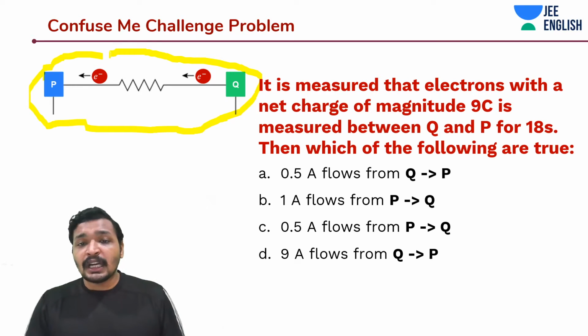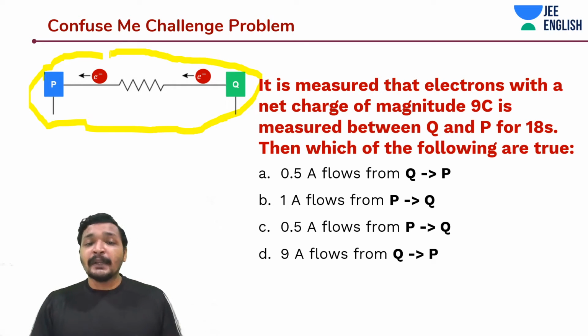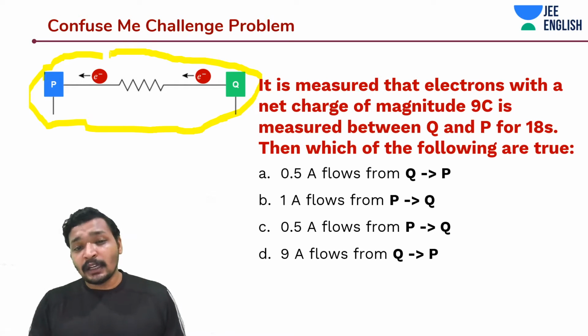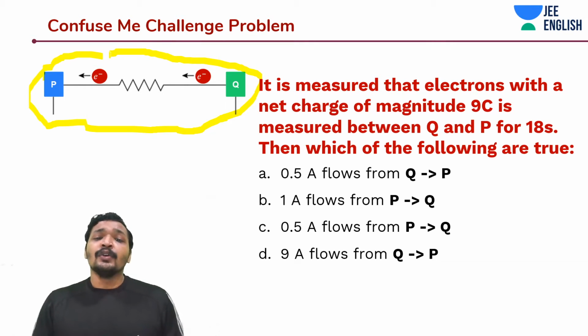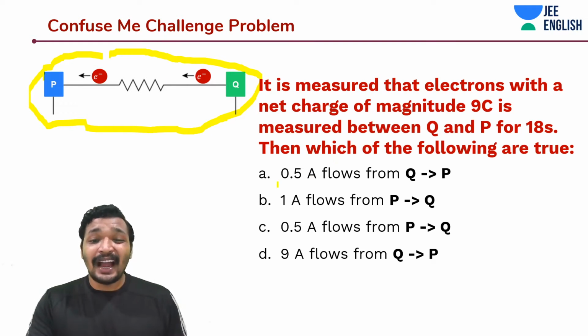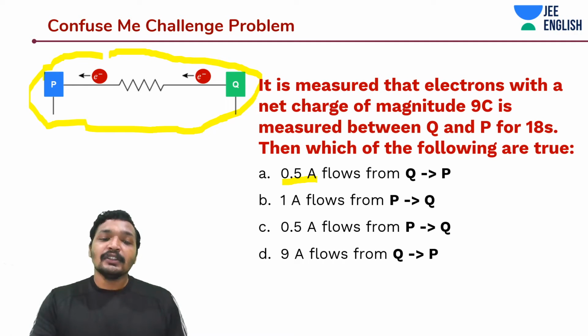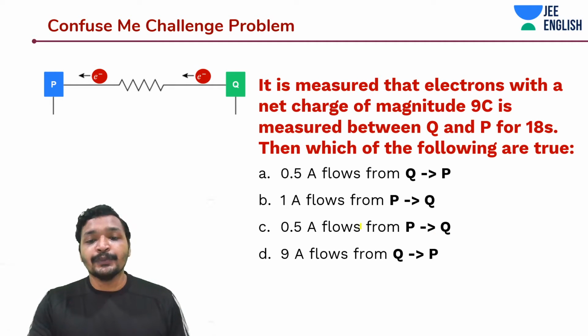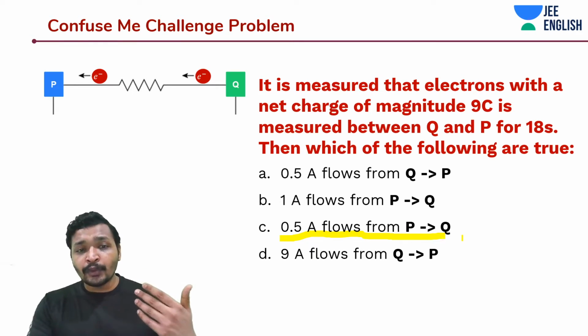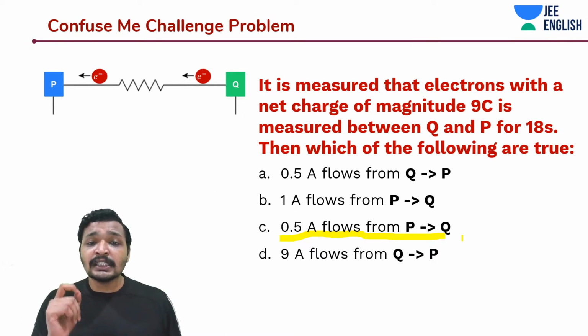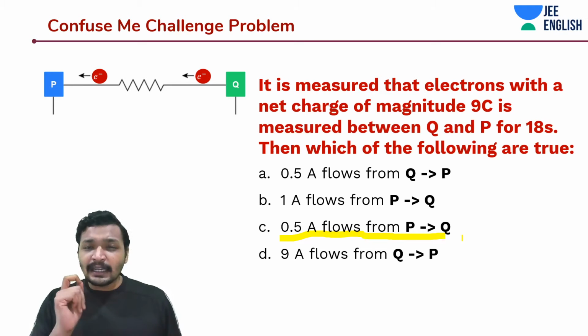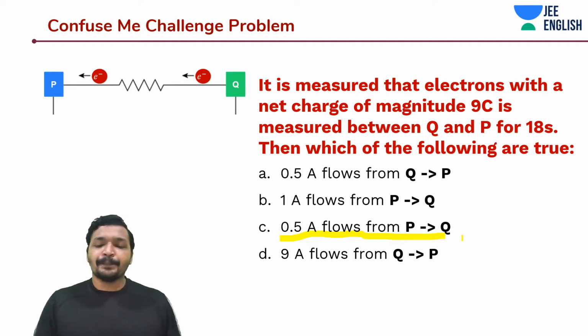And 9 coulomb is the charge transferred in 18 seconds. That means it's simple, 0.5 amperes. But there are two options. Which one would be the correct one? They are talking about current, 0.5 amperes. They're not talking about charges or electrons. So it's 0.5 amperes, and the current is flowing from P to Q. So this one would be the correct one. 0.5 amperes is flowing from P to Q since the direction of electrons is from Q to P. Critically observe this and understand it.